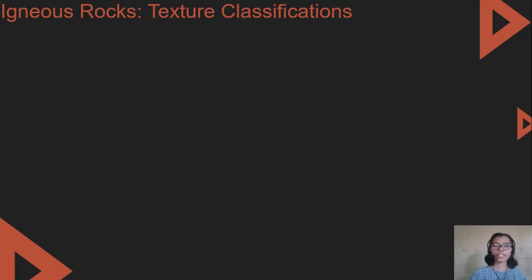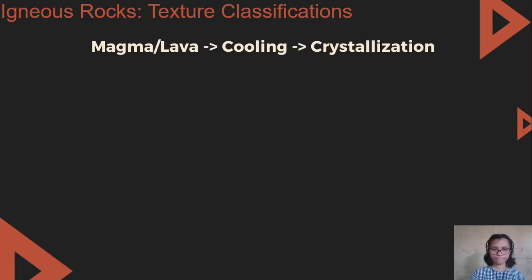So, texture classification of igneous rocks. As magma cools, the once mobile ions begin to arrange themselves into orderly patterns, a process called crystallization. As cooling continues, numerous small crystals develop and ions are systematically added to these centers of crystal growth. When the crystals grow large enough for their edges to meet, their growth ceases because of lack of space.